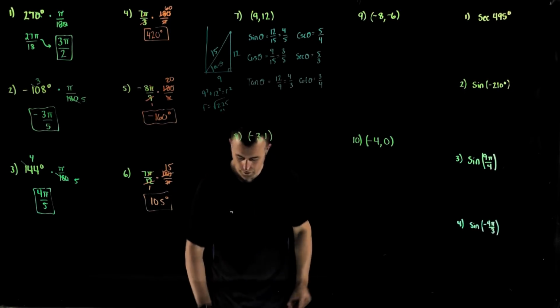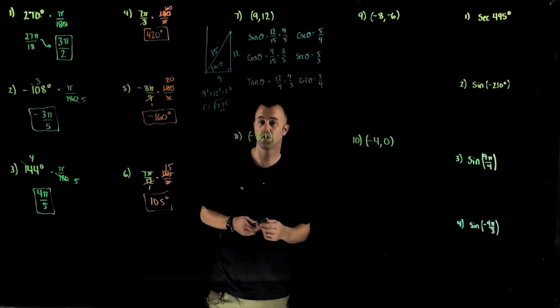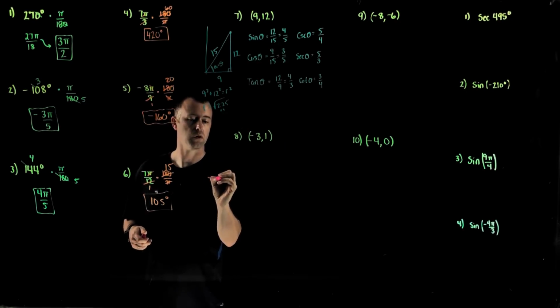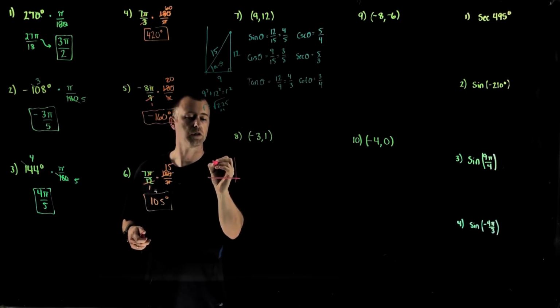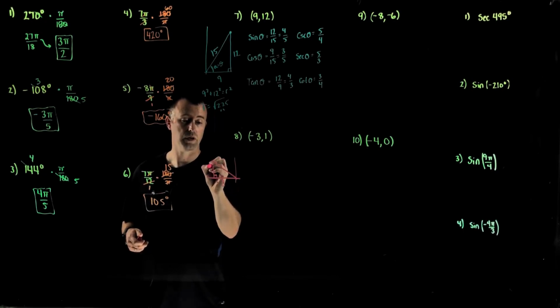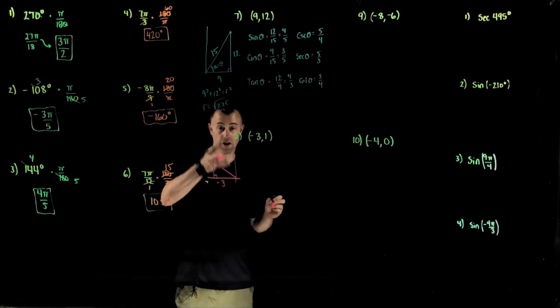Next up, another point, we're going -3, +1. So I'm going to come over here and plot that point. So if I go left 3, up 1, that looks good to me. Set up your triangle. And again, my triangle in this case, that's a -3, that's a +1. So I need to find my hypotenuse.